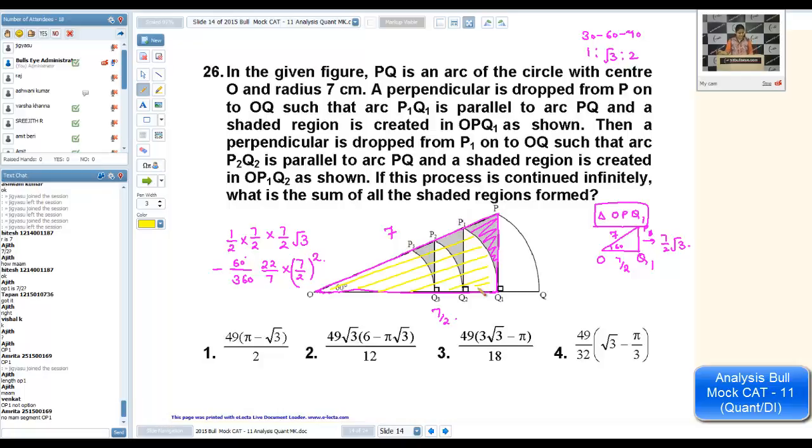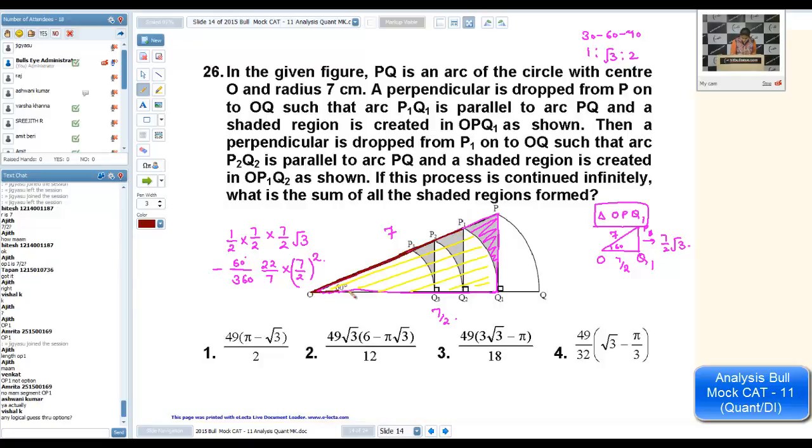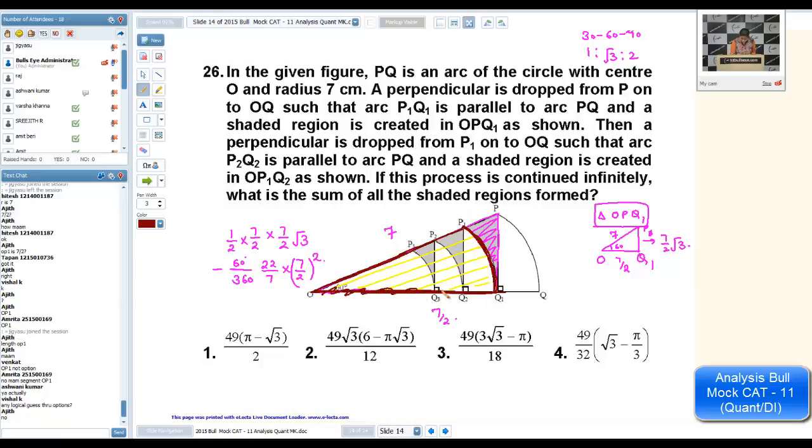Once again, see, segment OP1. Now I got it, Venkat. Okay, see what is the thing here. Once again, let me use another color. If I take this brown arc, can you say the radius is always the same? And we know that this brown line is 7/2, so it has to be 7/2 only. Is it okay?